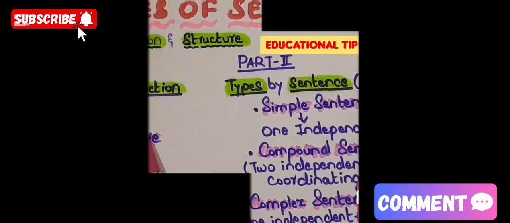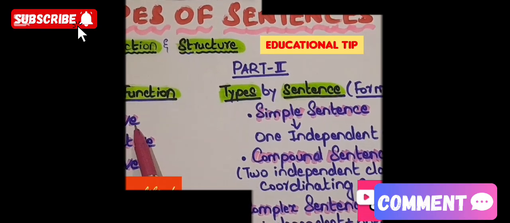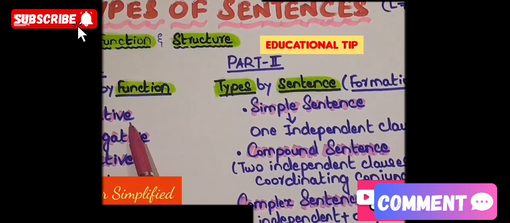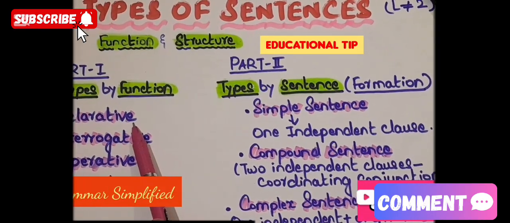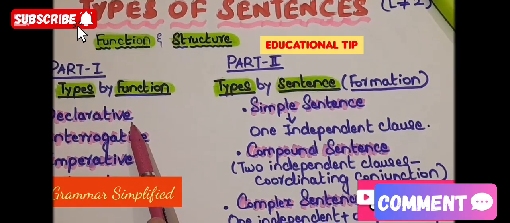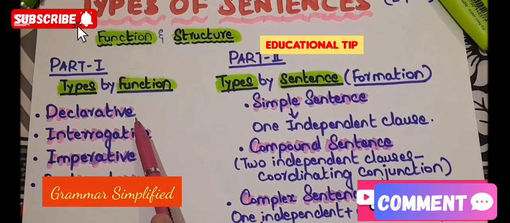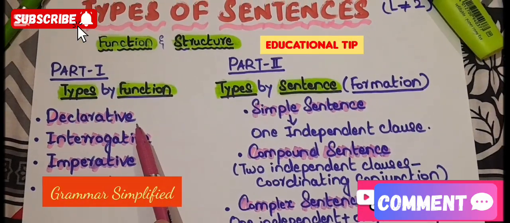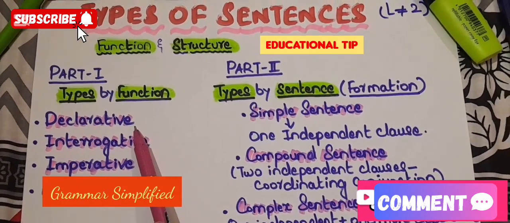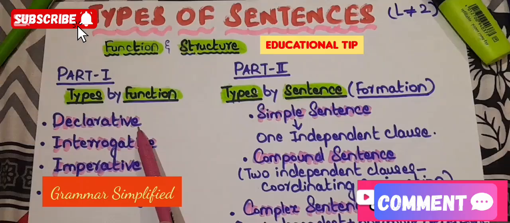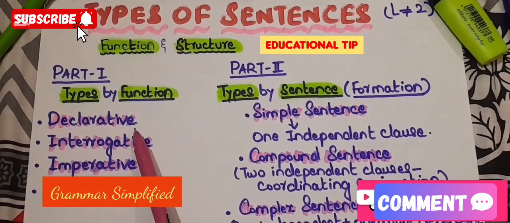We'll be starting off with the first type, declarative. A declarative sentence states a fact or an opinion. It's used when you want to share information or make a statement. Let me quote an example. She loves reading. Now, this sentence tells us something about her, a fact or an opinion.